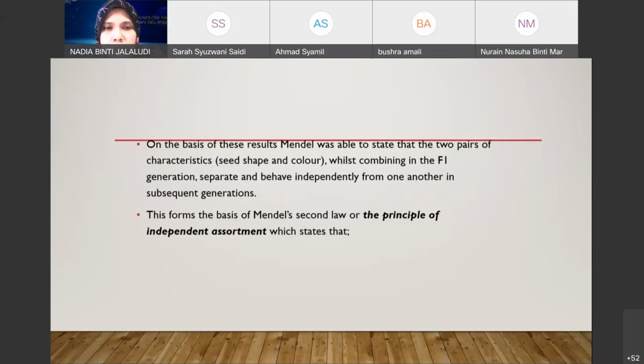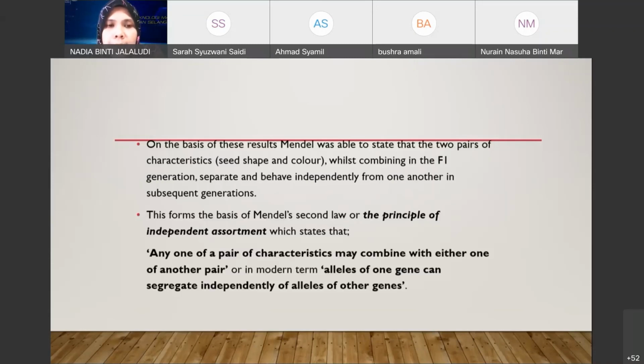So this form the basis of Mendel's second law or the principle of independent assortment, which states that any one of a pair of characteristics may combine with either one of another pair. Or sebab masa ni dia sebut karakteristik, sebab masa ni belum ada term allele lagi kan. So in modern term, alleles of one gene can segregate independently of alleles of other genes.